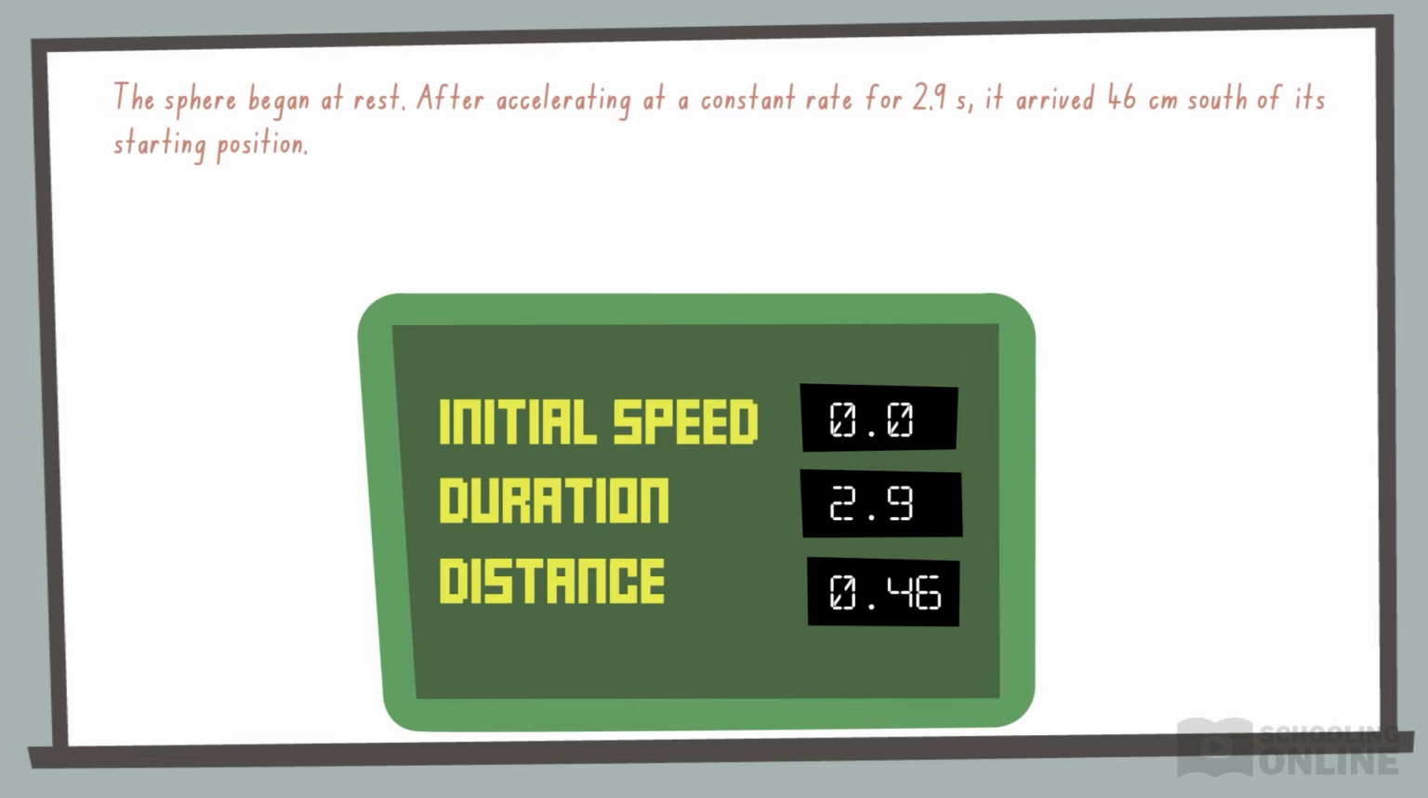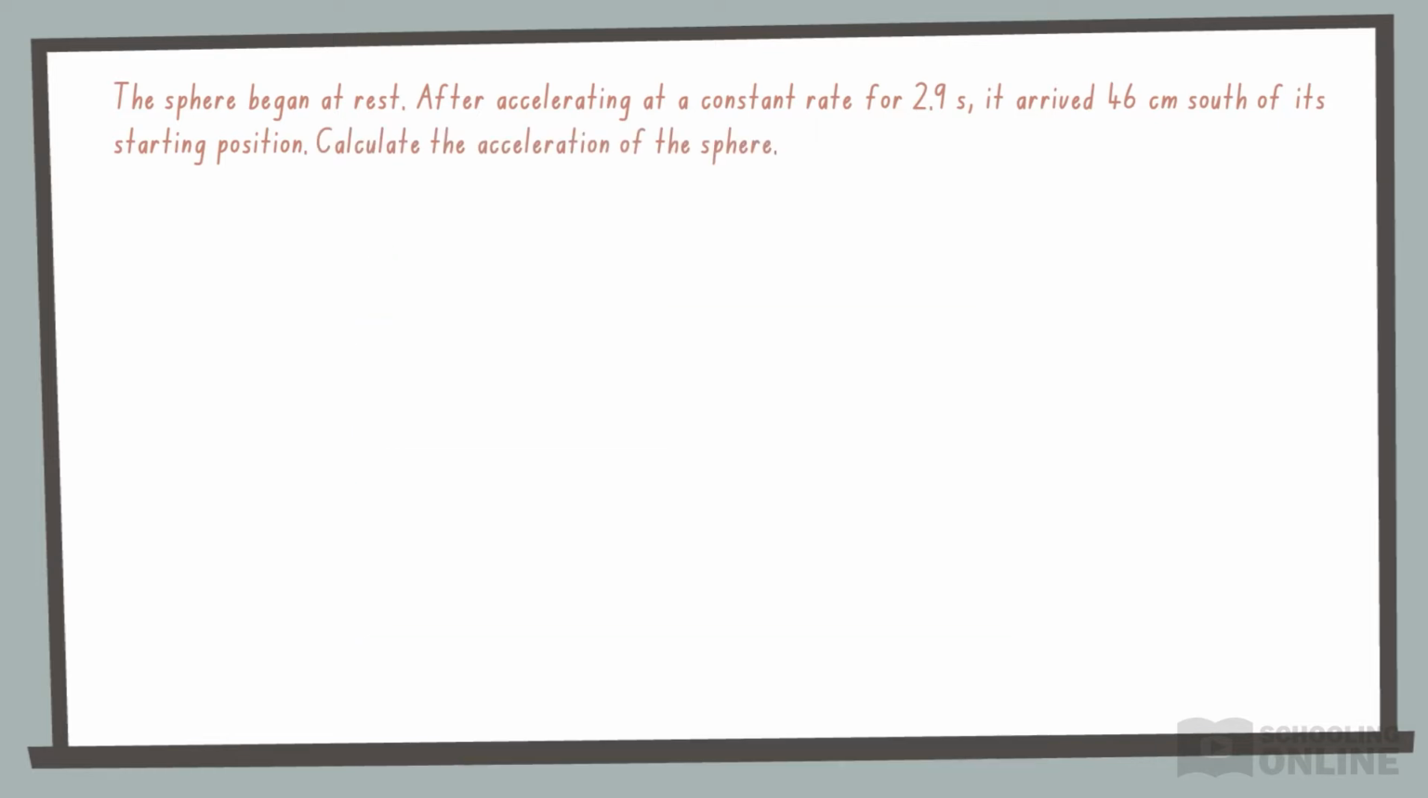Alexandra wants to figure out how strong the tractor beam is, so she can scale it up for the next round of experiments. In other words, she wants to find the acceleration of the sphere. Let's take advantage of this opportunity to introduce the process for performing physics calculations.